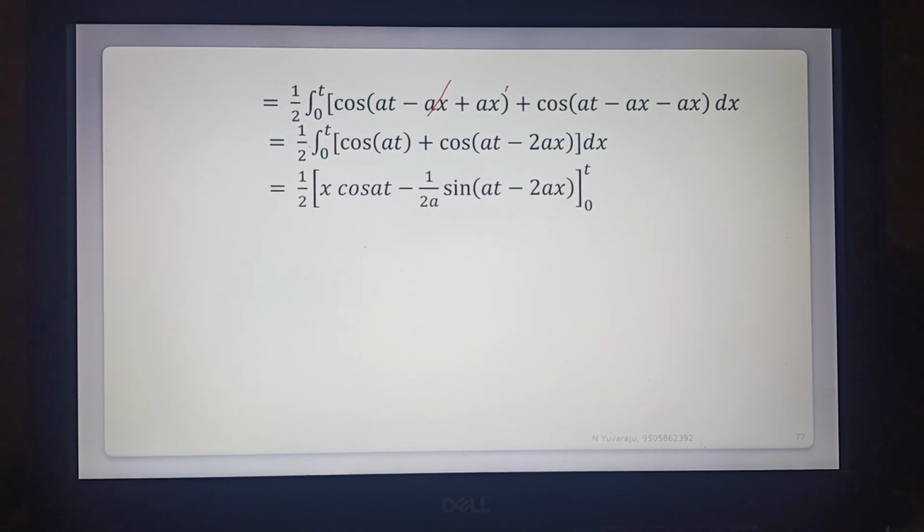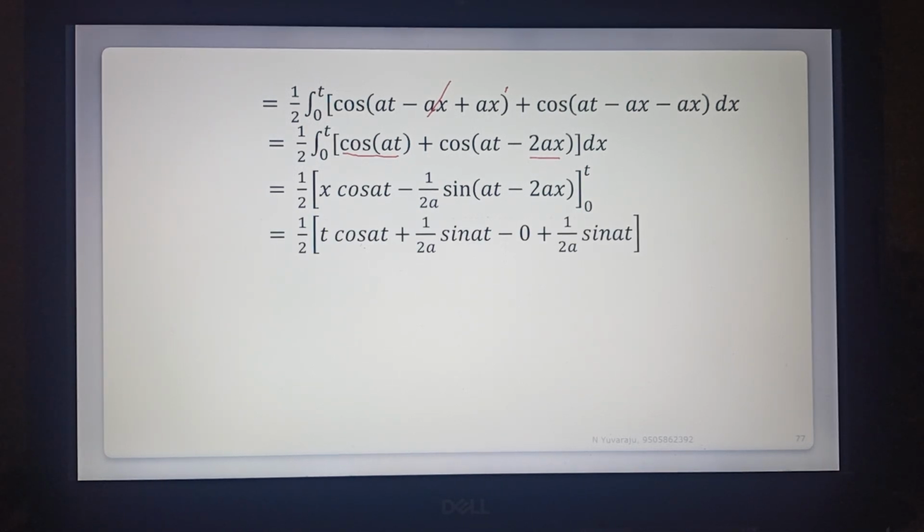Now integration: 1 by 2 into cos at is a constant, integration of 1 dx gives x into cos at. The integration of cos is sine. The coefficient of x being minus 2a, we get minus 1 by 2a, sine of at minus 2ax, from limit 0 to t, substituting. So 1 by 2 into t into cos at, plus, sine of minus at, minus into minus gives plus 1 by 2a into sine at. Now the lower limit 0.